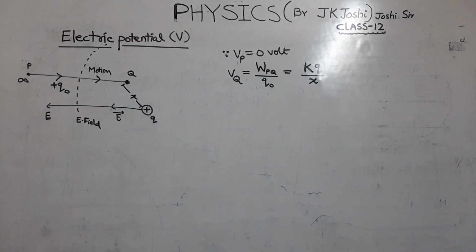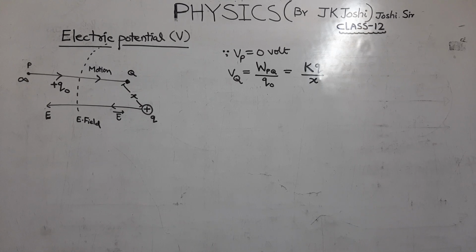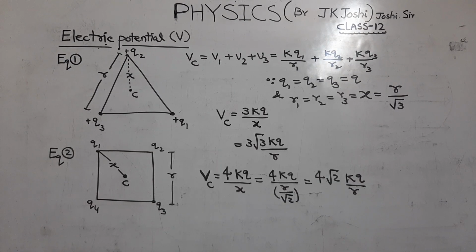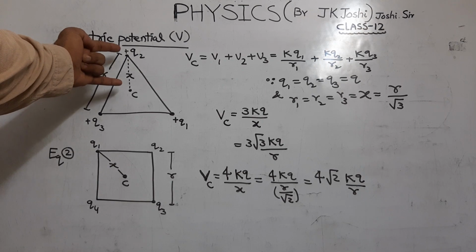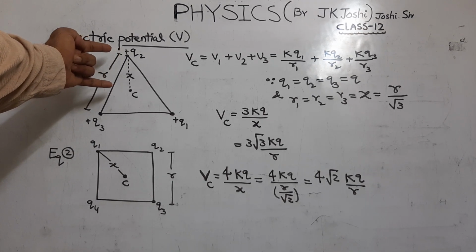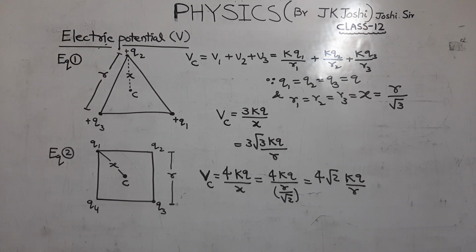that is, finally after calculation, we get KQ over X. It means it only depends on X. We have an example in which we can explain this easily. In example number 1, we have an equilateral triangle where at the corners of the triangle three positive charges Q1, Q2, Q3 are placed. The side of the equilateral triangle is small r and its corner to center distance is represented by x. We have to calculate the electric potential at point C.